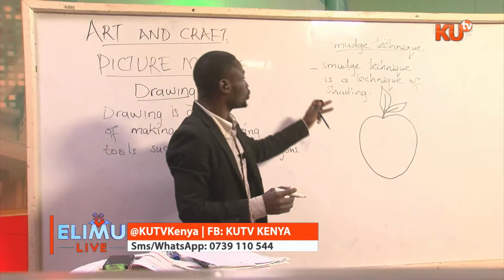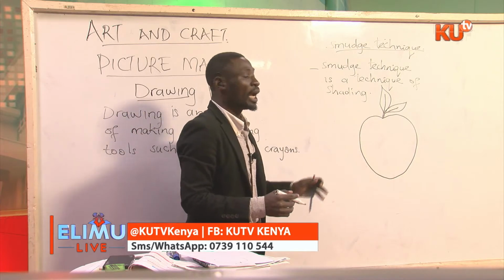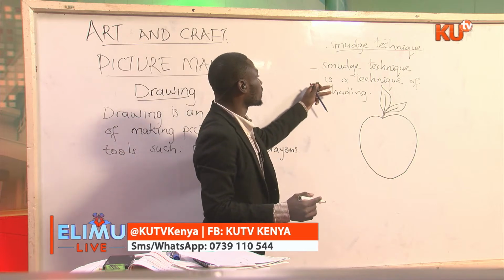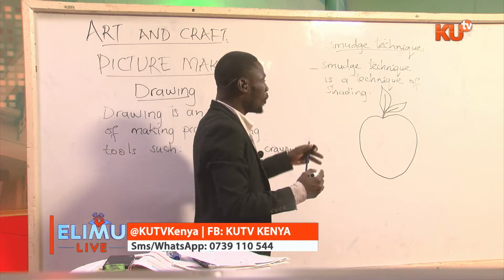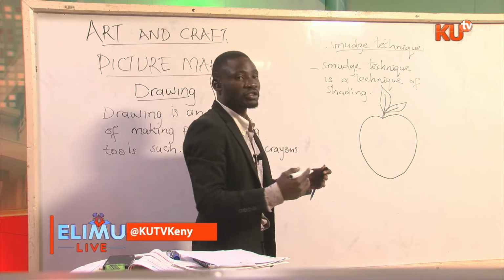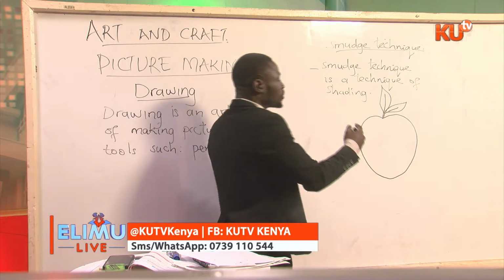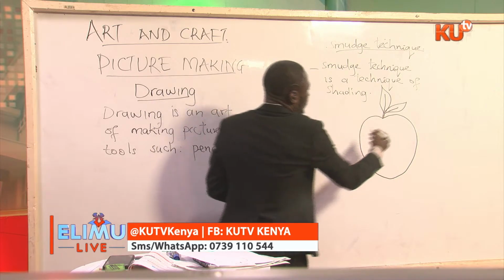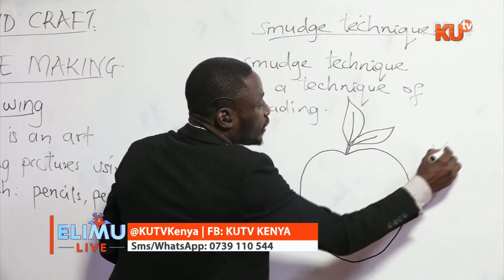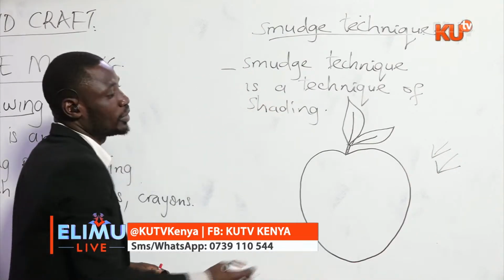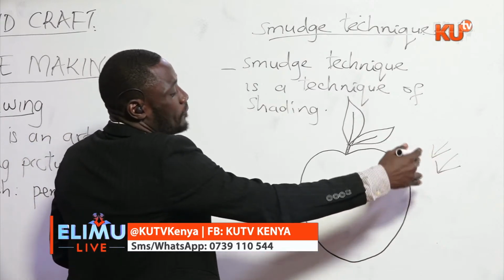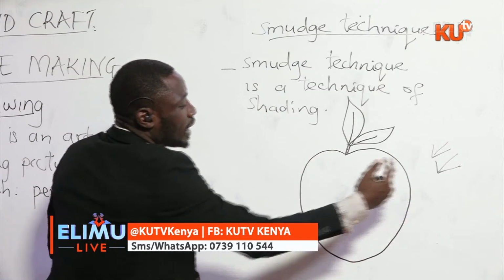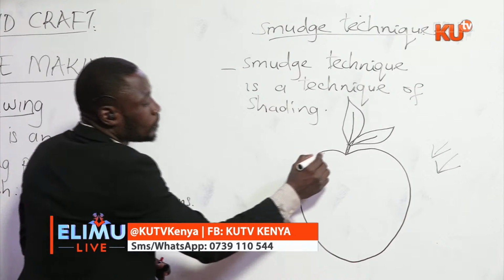So if I want to use smudge technique on this pineapple, like I said earlier, smudge technique is a technique of shading. So how will shading help us here? It will help us to know which side is darker and which side is lighter. I will choose one side that the light is coming from, and I have chosen this side, my right hand side. So this side will appear lighter and this side will appear darker.